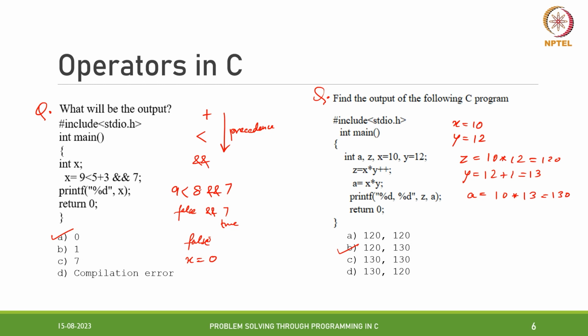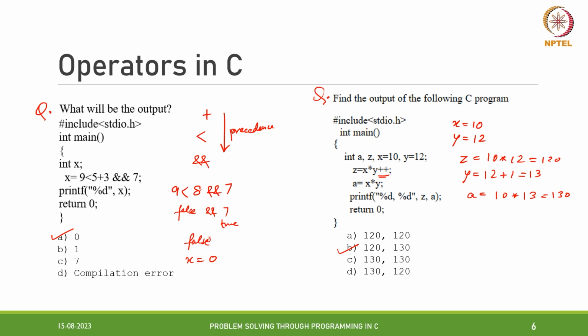So that is what the post increment operation does. Whatever other operation is there will happen first, and then the increment operation will happen on this operand. The operand here is y, so it will increment by 1.